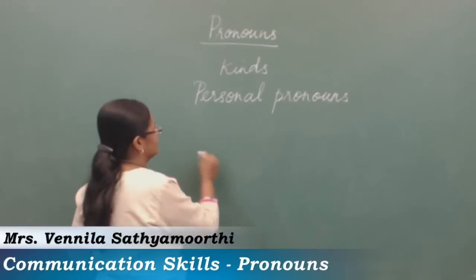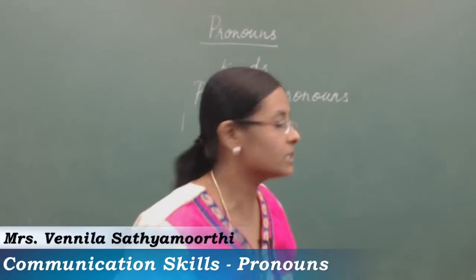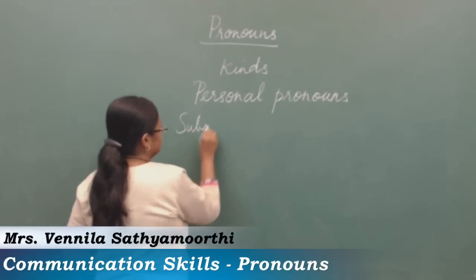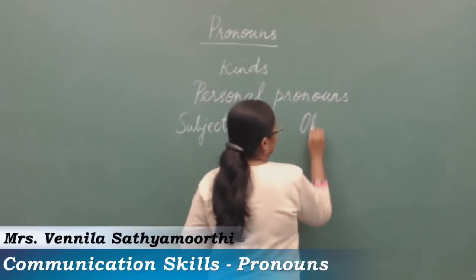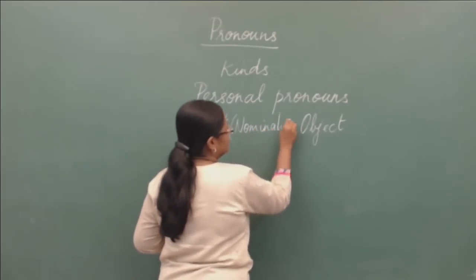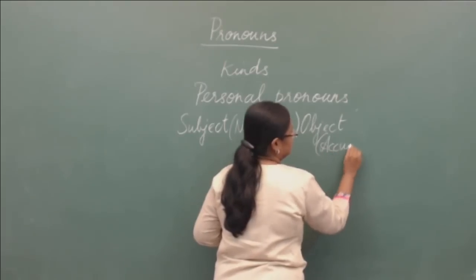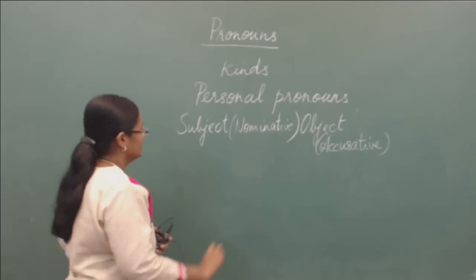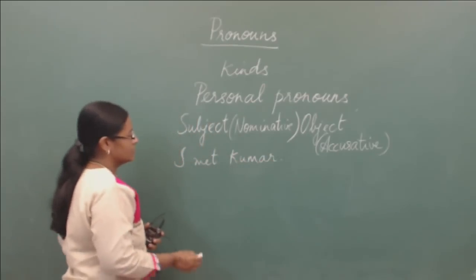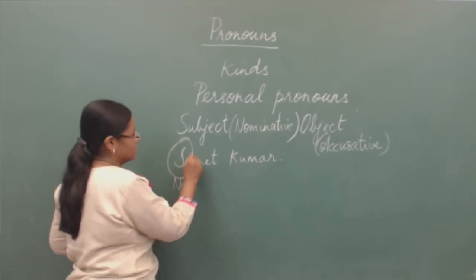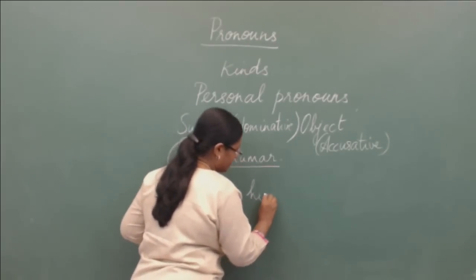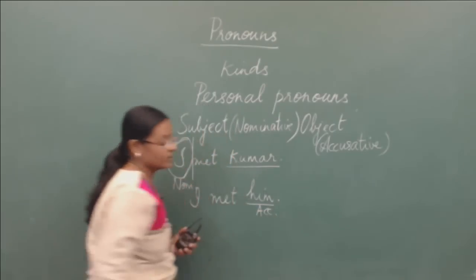So these are the personal pronouns, and the forms of the personal pronouns vary according to the position in a sentence. If it occurs as a subject of a sentence and then as an object, we call it the nominative case and the accusative case. We'll take an example. Let's say, I met Kumar. Here this is the nominative because this is the subject of the sentence, and instead of Kumar we will say, I met him. So this is the accusative case.